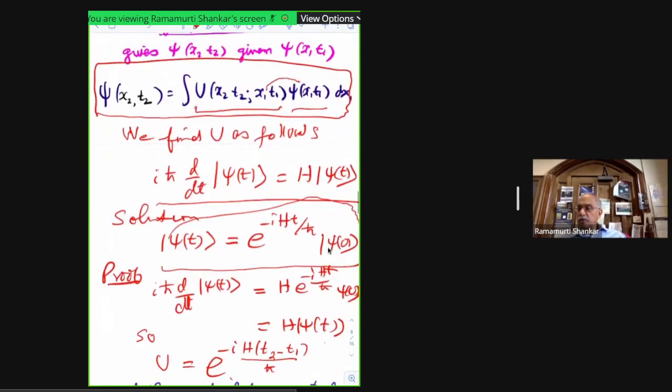How do I know this is the right solution? Well, plug it into the Schrodinger equation and see what happens. You take i h bar d psi dt on the left, then you do i h bar d psi dt on the right.